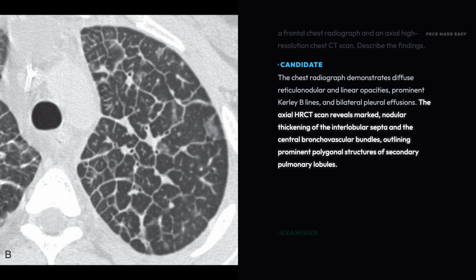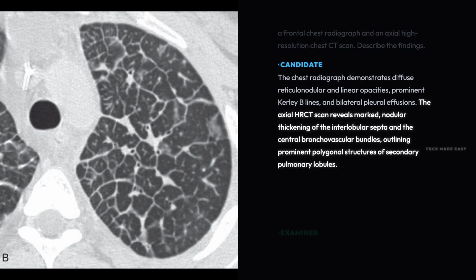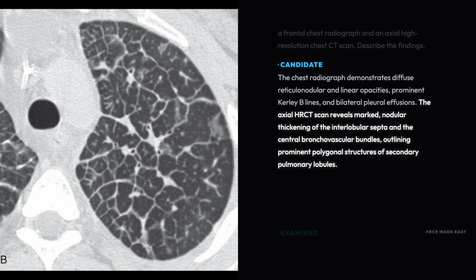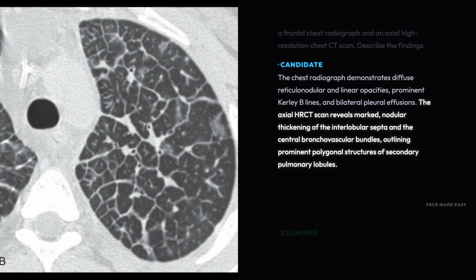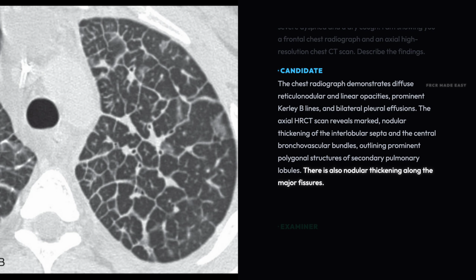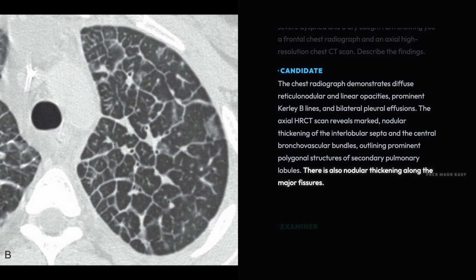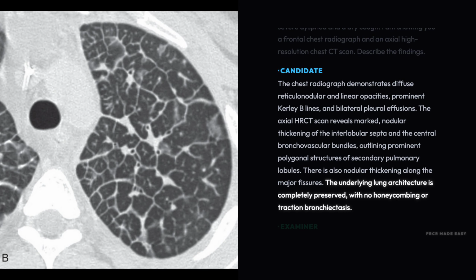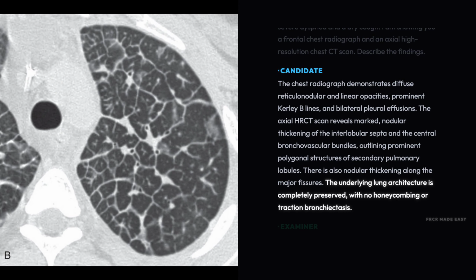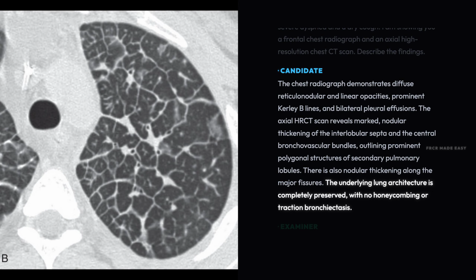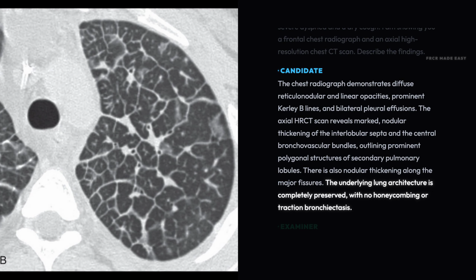The axial high-resolution computed tomography scan reveals marked, nodular thickening of the interlobular septa and the central bronchovascular bundles, outlining prominent polygonal structures of secondary pulmonary lobules. There is also nodular thickening along the major fissures. The underlying lung architecture is completely preserved, with no honeycombing or traction bronchiectasis.